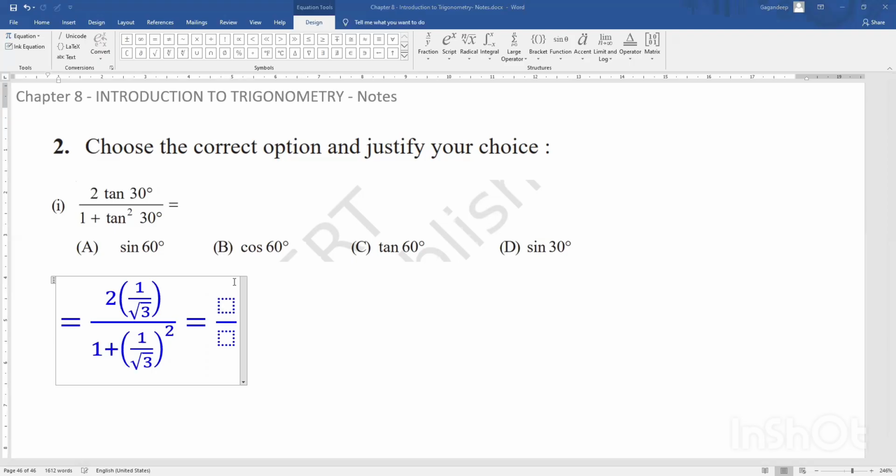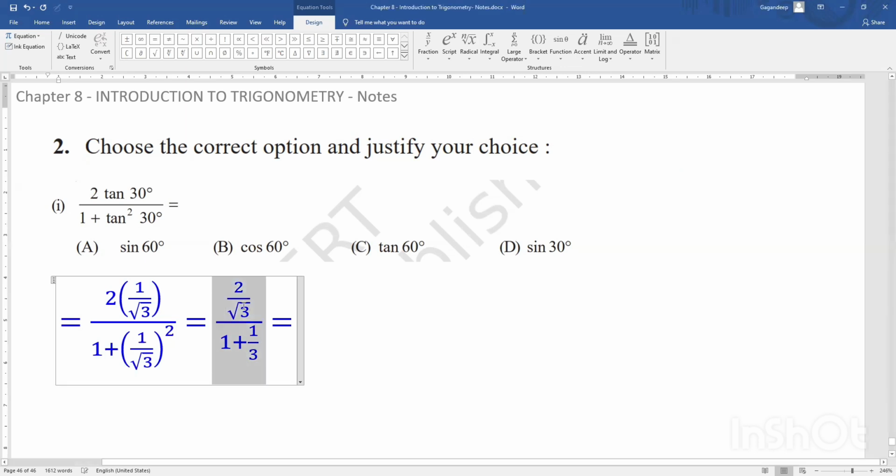Okay, 2 by root 3, the numerator. And denominator, I can write it as 1 plus 1 by root 3 whole square, which will become 1 by 3. So I can write it as 1 by 3. So numerator will be 2 by root 3 as it is. No changes for that.